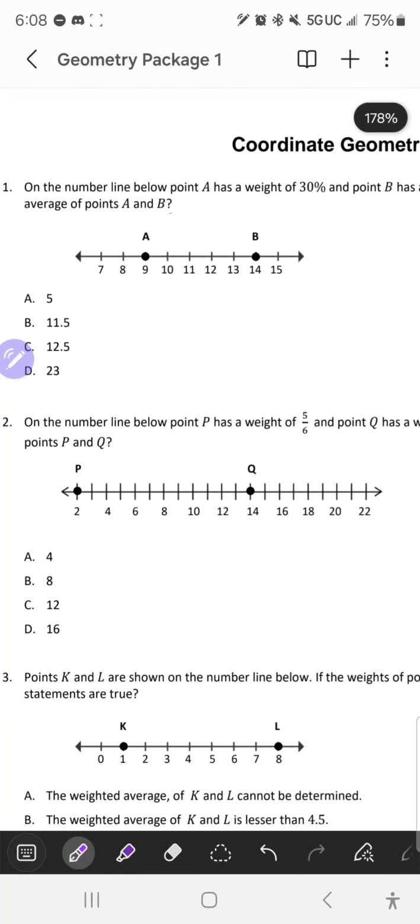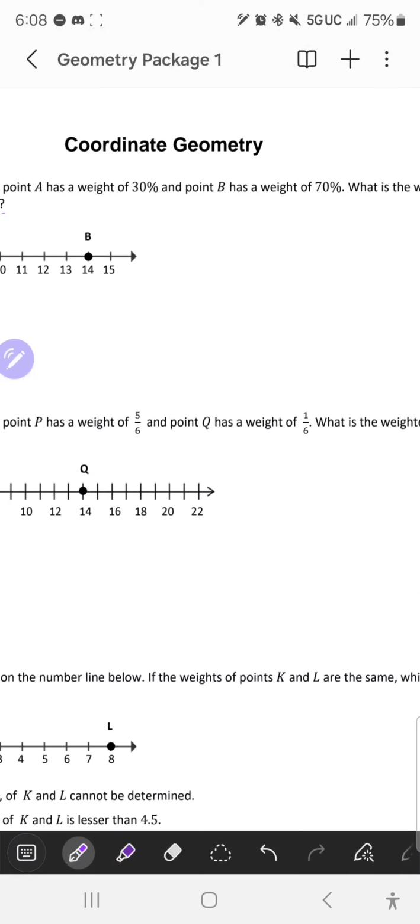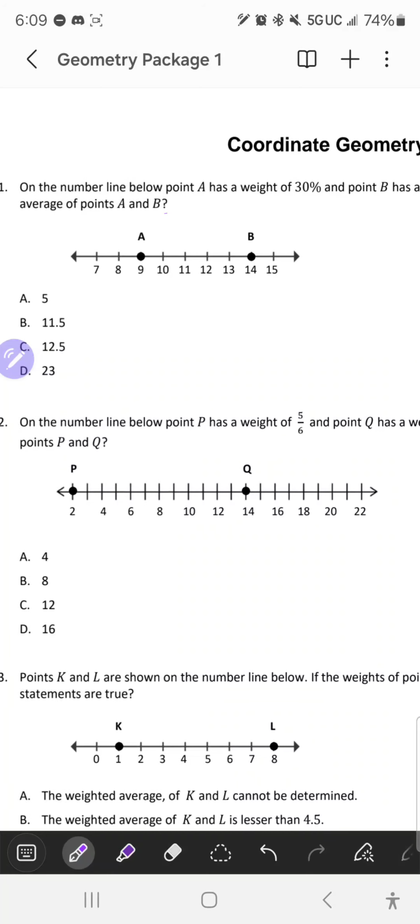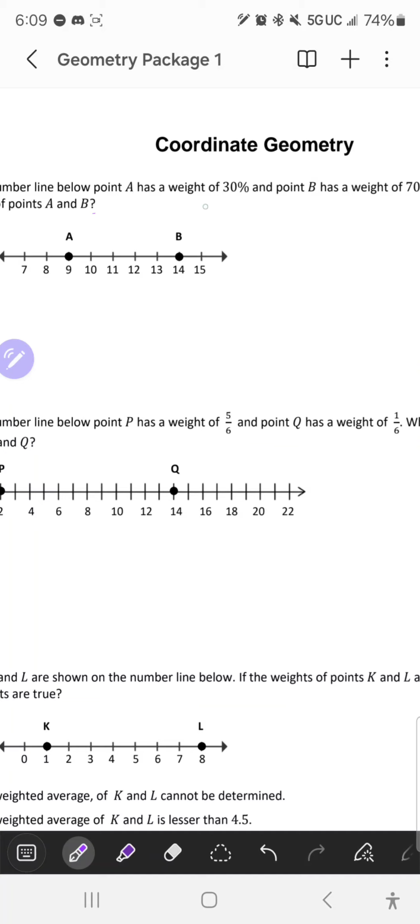And we have this. On the number line below, A has a weight of 30% and B has a weight of 70%. What is the weighted average of point A and B? Now, as you can see, they're asking about percent. And what I want you guys to think every time you see a percent, it means over 100.